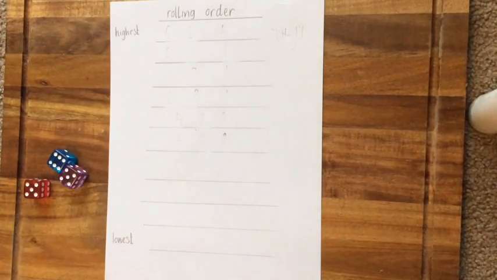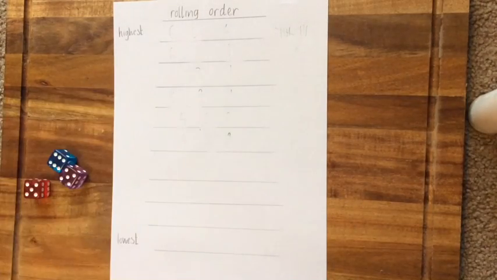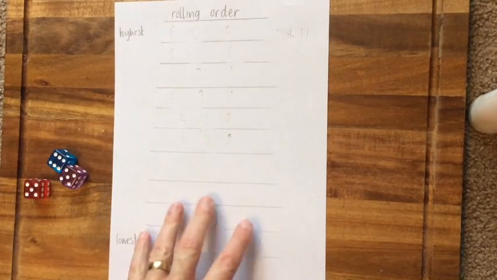Nice and straight, I'd use a ruler, 1, 2, 3, 4, 5 all the way to 10. At the bottom I've got the word lowest and at the top I've got the word highest.